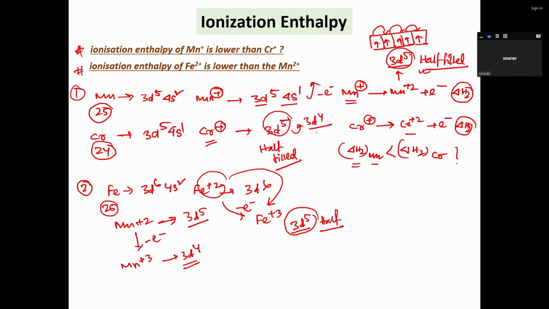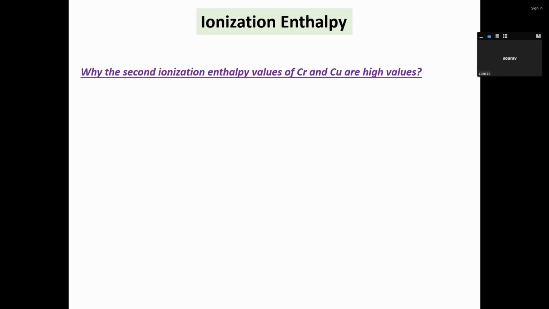So that's why the iron plus 2 easily wants to remove this one electron and get this half-filled electronic configuration. So with the half-filled and full-filled concept, and with the exchange energy concept, you can answer these two questions. These are the important questions related to the ionization enthalpy of the 3d metal elements. Second, there is another question.